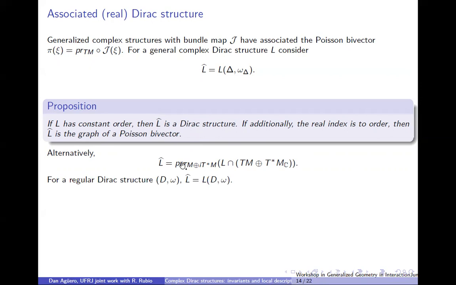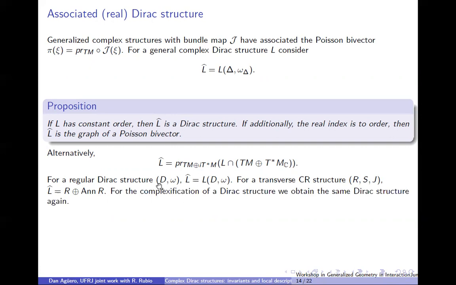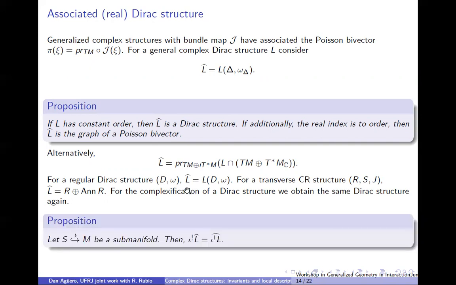So when we have a regular Dirac structure, the L hat is the same regular Dirac structure. When we have a transverse CR structure, the L hat is just the R plus the annihilator of R. And when we have the complexification of a Dirac structure, L hat is the same Dirac structure that we began with. And that connects with the motivation at the beginning. This L hat operation commutes with the backward or the inclusion.